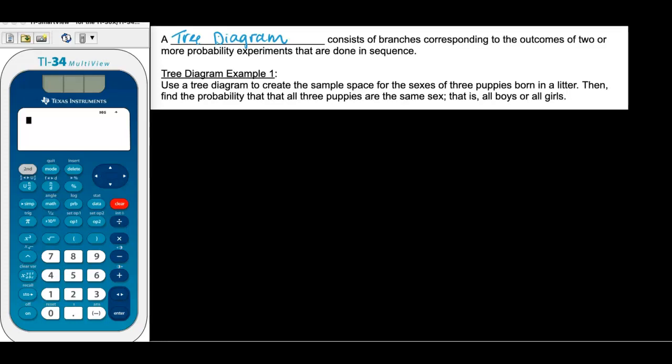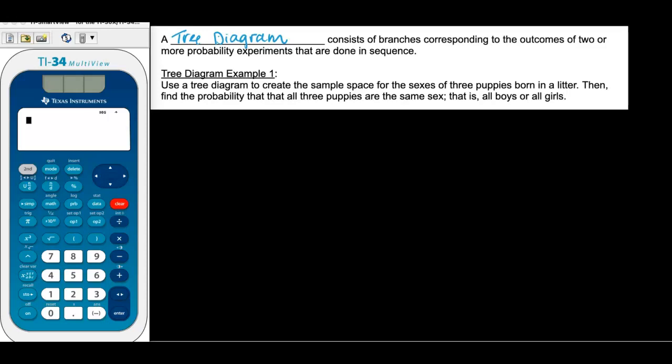In this video, we're going to do two examples where we draw a tree diagram to illustrate the outcomes of a probability experiment. So a tree diagram is just a picture that consists of branches, and each branch corresponds to the outcome of two or more probability experiments. So it's basically just a picture that illustrates this experiment.